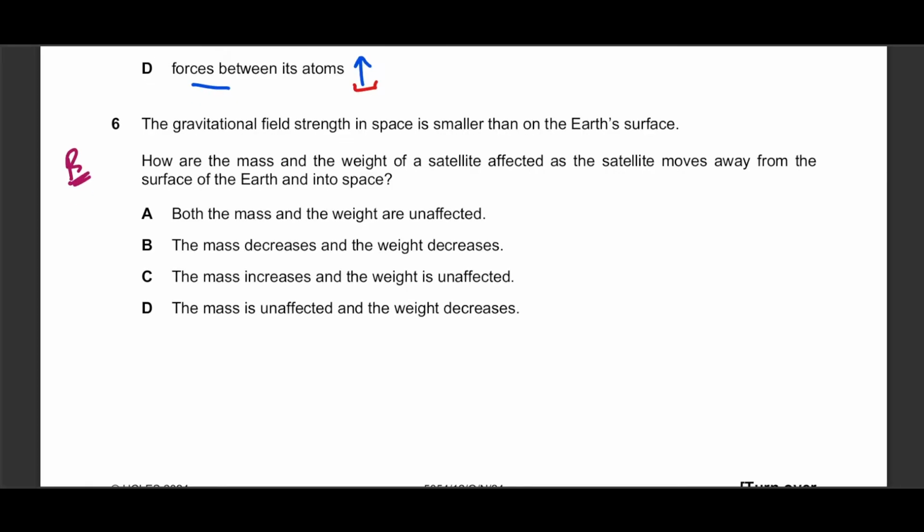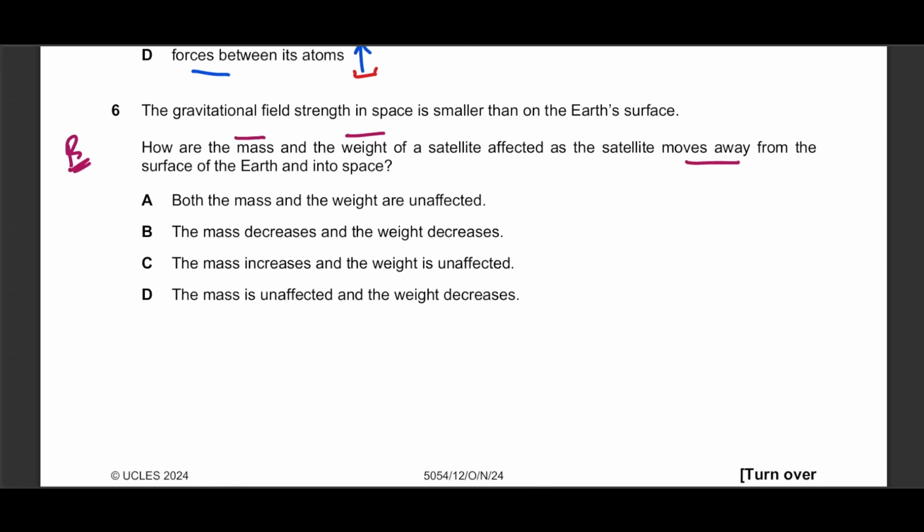He says there's a weight and there's a mass of the satellite. They're moving away from the Earth. Okay, fine. He says which statement is true. So both mass and weight are unaffected. You see, mass is unaffected, but the weight is not unaffected because weight is equal to mg.